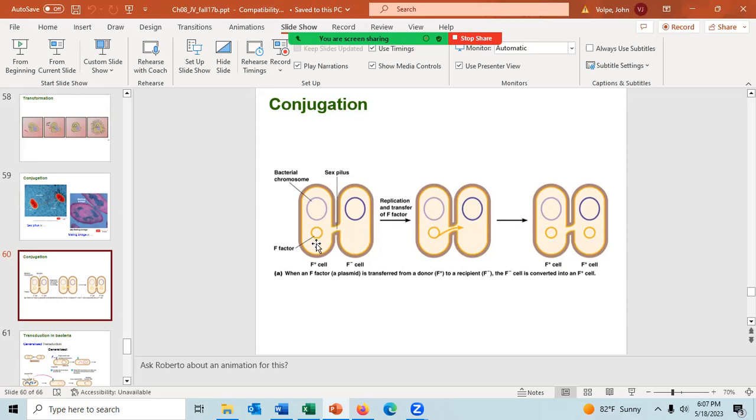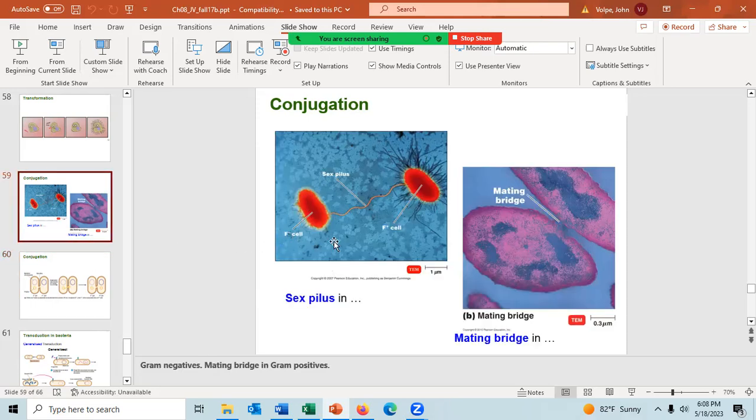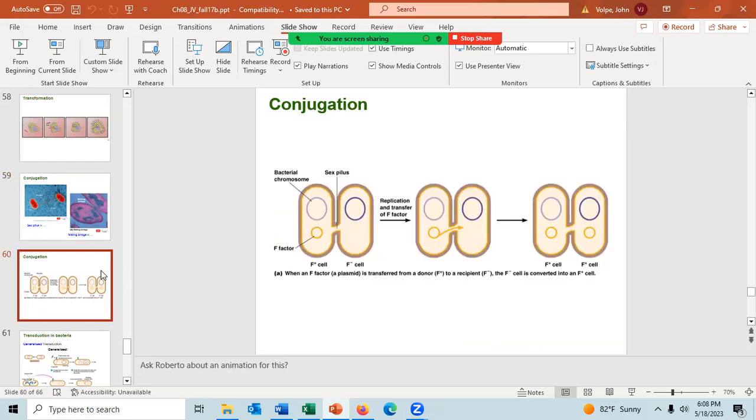And then the F plasmid replicates, and one copy of the F plasmid goes into the F minus cell. The F minus cell now has the F plasmid in it, and the F plasmid codes for the production of a sex pilus so that this cell will change from F minus to F plus, and it will grow a sex pilus. And then this cell can then go on and find an F minus cell and skewer it and go through sexual conjugation. Any question about any of that?